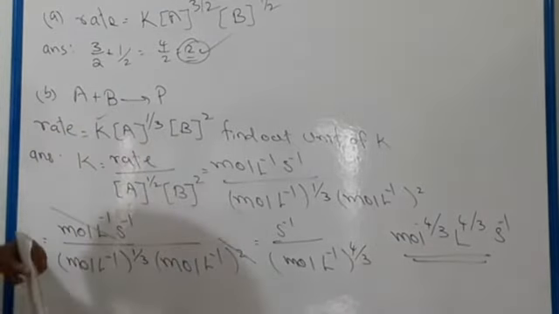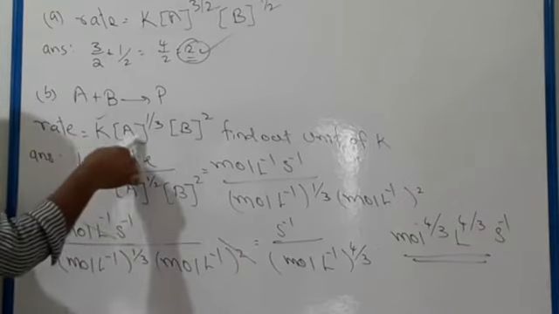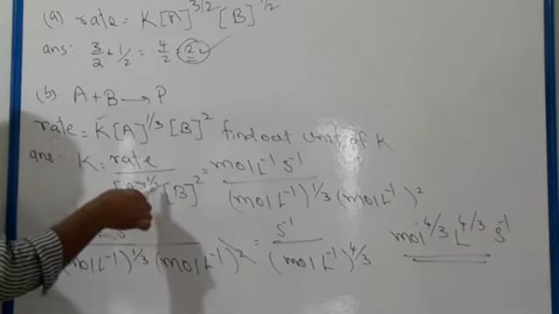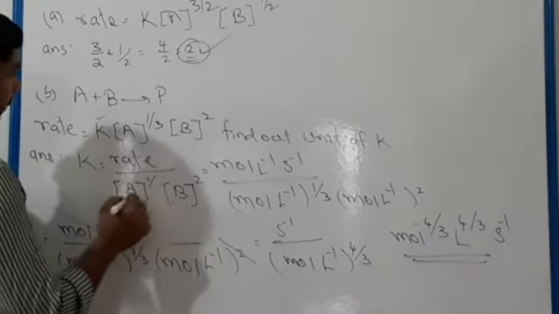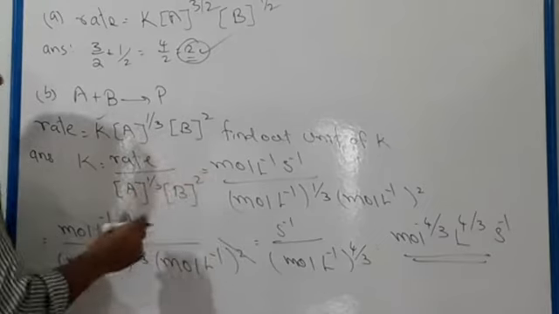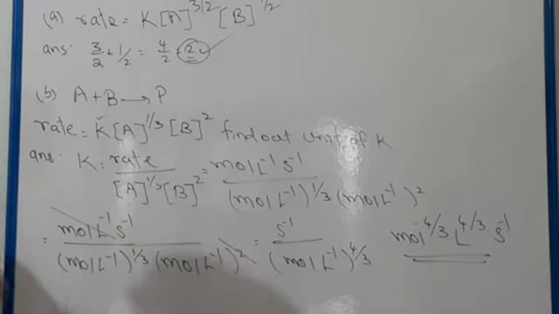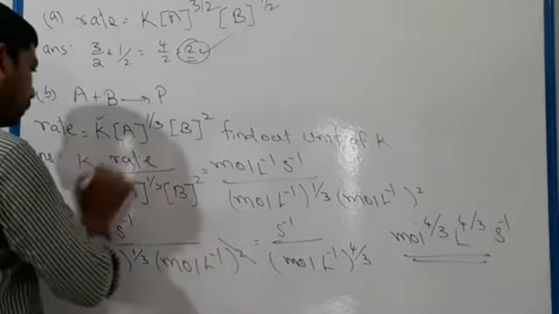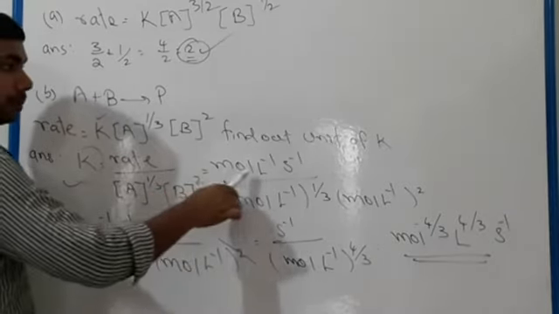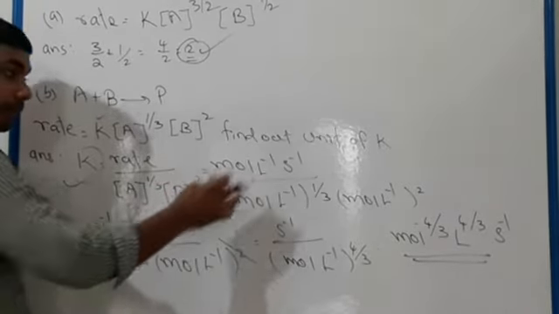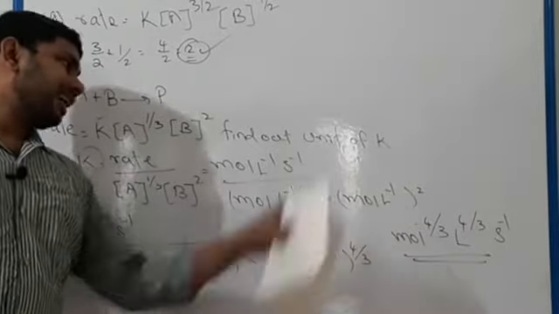Unit of K. You have to find the unit of K. You know K equals rate divided by concentration of A power 1 by 3, concentration of B power 2. We have to find the unit of K. So you know the unit of rate is mole per liter second inverse. You have to remember this unit of rate, mole per liter second inverse.